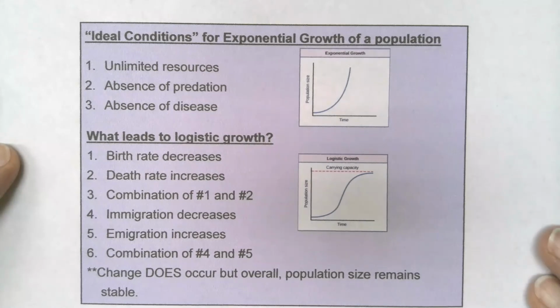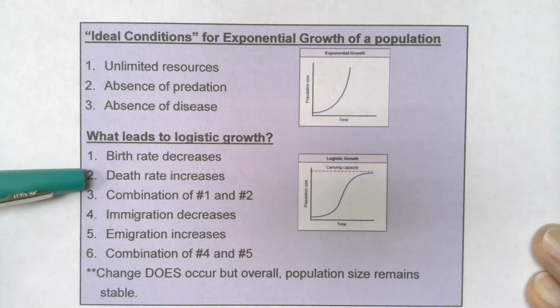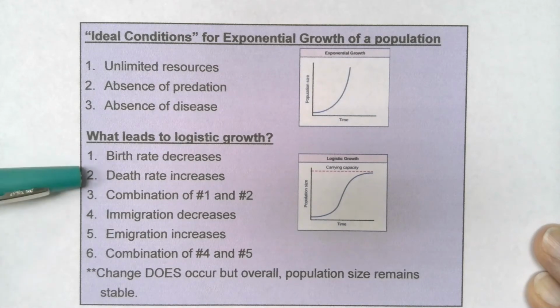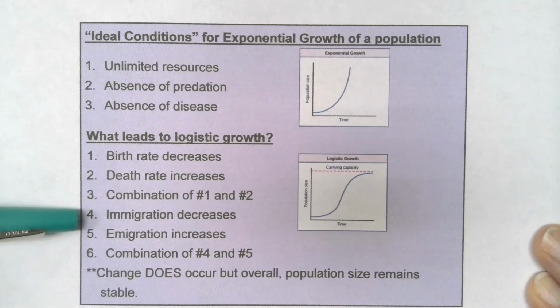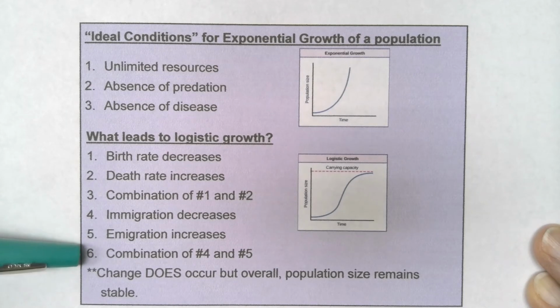All right, so what's going to lead to logistic growth? The number of births will decrease to knock the population back. The number of deaths can increase to knock the population back. A combination of those can occur. So it could be one of those or it could be a combination. And then immigration, or movement into the population, can occur, or emigration, individuals leaving the population, can occur, or it can be a combination of those.